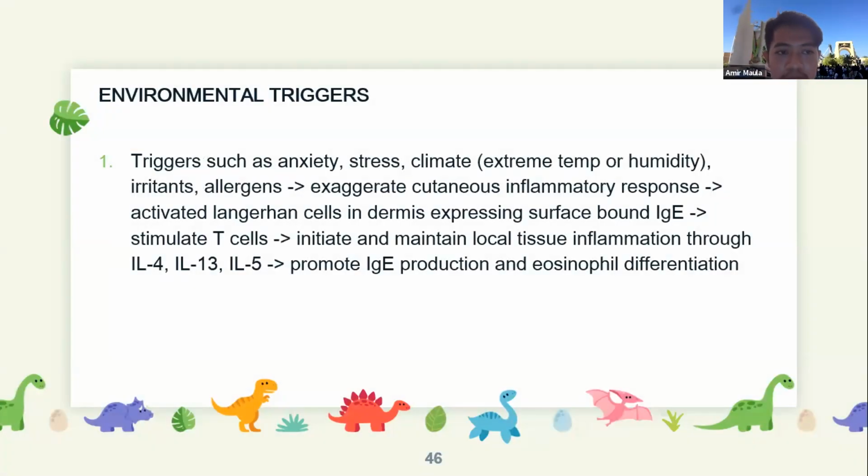For the next factor, environmental triggers such as anxiety, stress, or climate change, for example extreme temperature or extreme humidity, irritants such as detergents or soap, and allergens such as pollen, dust, and cigarette smoke, can exaggerate the cutaneous inflammatory response by activating the Langerhans cells in the dermis, which express surface-bound IgE, causing stimulation of T cells. The T cells will initiate and maintain local tissue inflammation through interleukin-4, interleukin-13, and interleukin-5, and further promote IgE production and eosinophil differentiation.